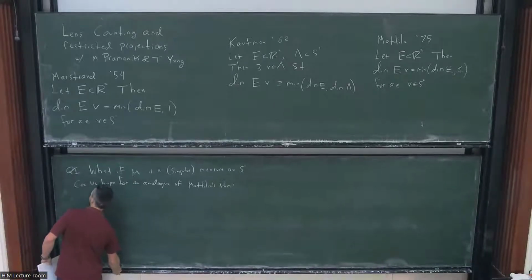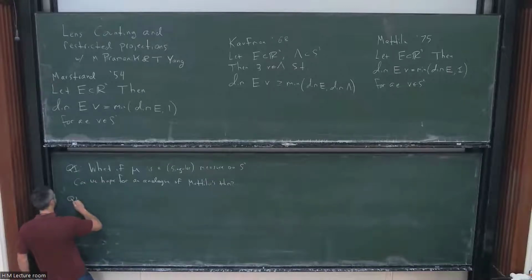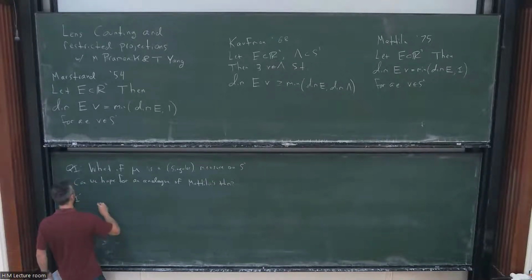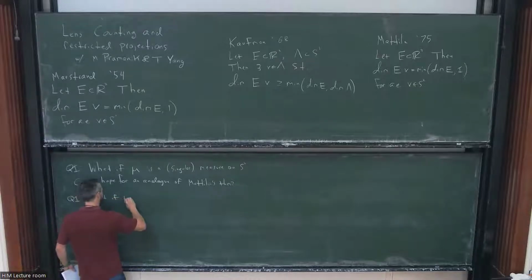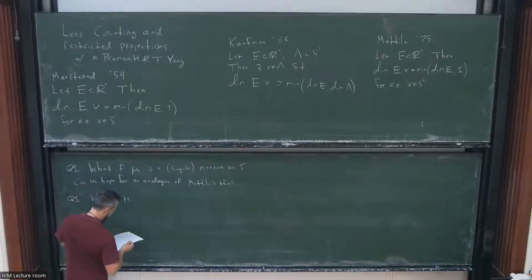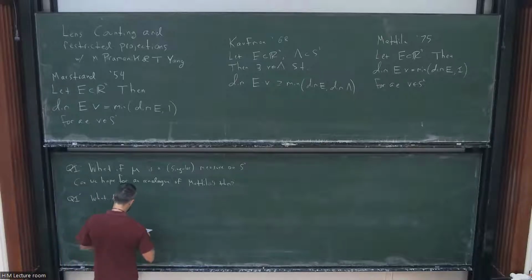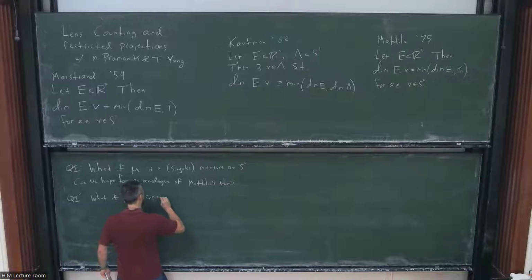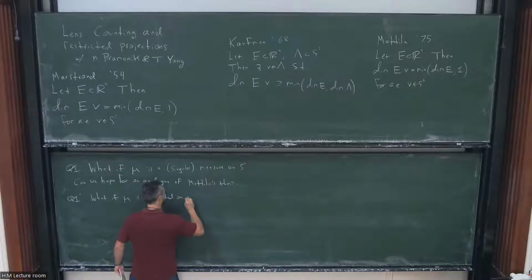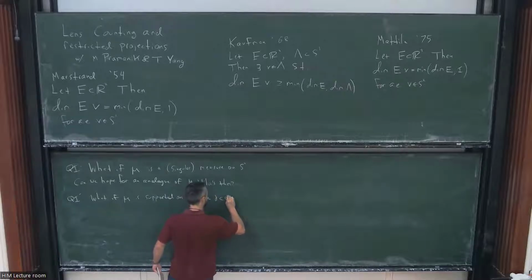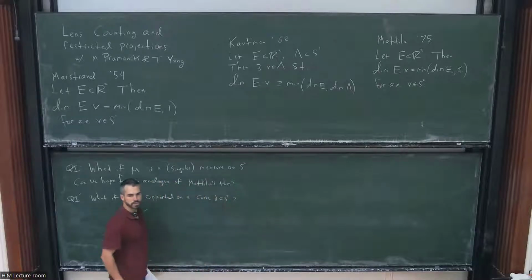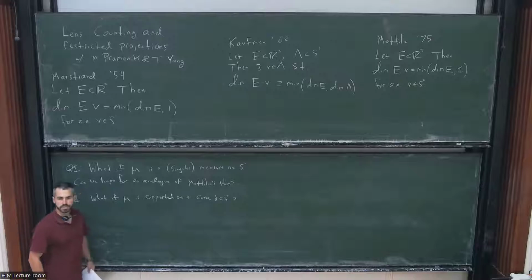And one way to do that is, maybe I'll call this question 1 prime. So what if mu is supported on a curve gamma? Okay, so this question is still somewhat general.